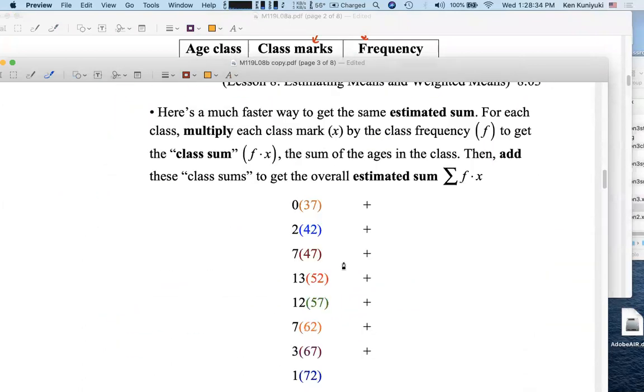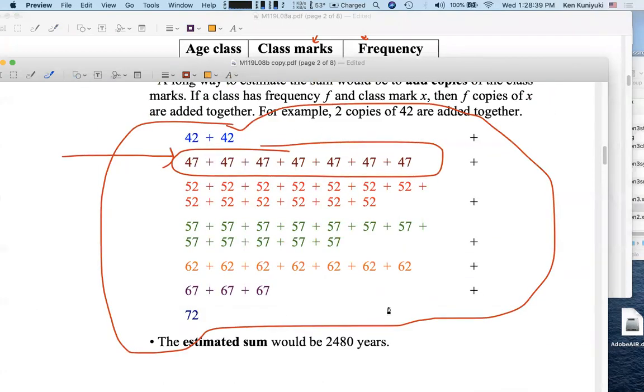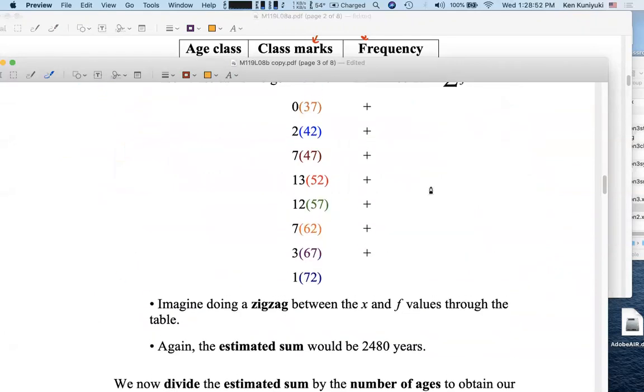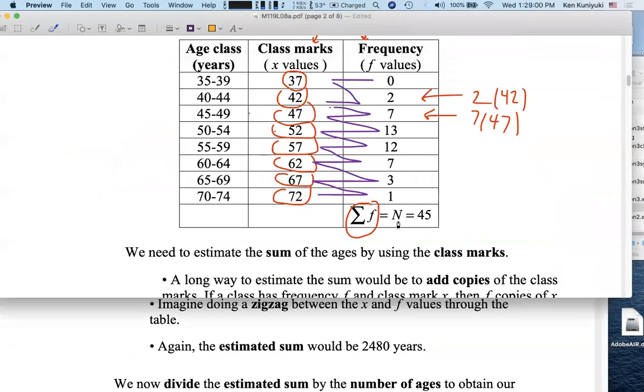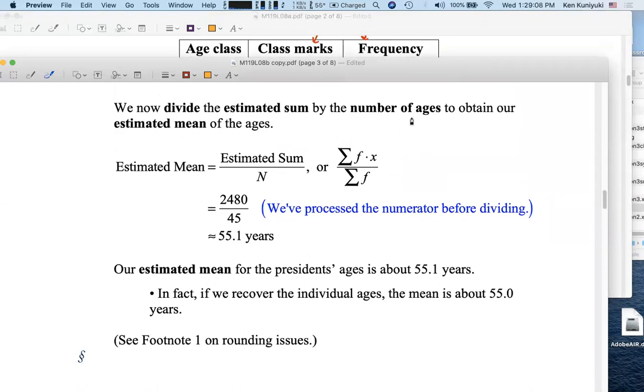So the zigzag method that you see over here is just a much faster and more efficient way of performing this grand addition over here, where we're treating repeated additions as multiplication problems. So here we have 7 times 47 instead of adding all this stuff up. All right. Now, again, folks, how do we take an average? We take our sum, or estimated sum, and divide by the population size, capital N, the sum of the frequencies, 45 here. There are 45 ages. So we now divide the estimated sum by the number of ages, the population size, to get our estimated mean.